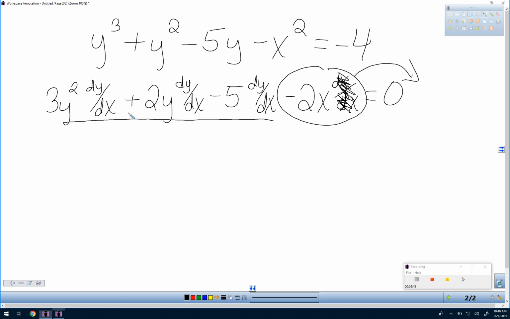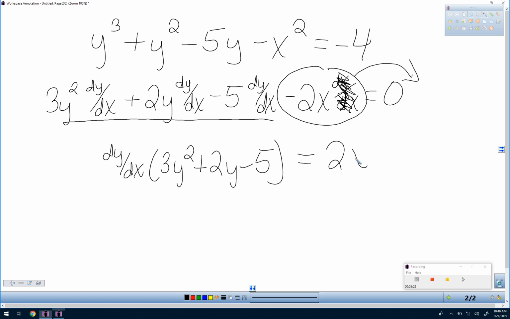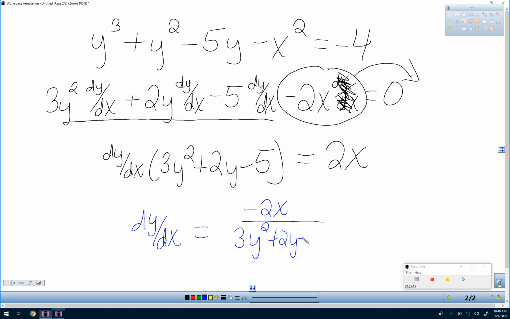So, all right, now, on the left-hand side, you notice they all have dy/dx in common, so I'm going to factor that out, and that leaves behind 3y squared plus 2y minus 5 equals a positive 2x. To solve for dy/dx, I'm just going to divide both sides by that, so that's where I get dy/dx is equal to negative 2x over 3y squared plus 2y minus 5. There's my derivative. So it's not too difficult to do. Just remember to take the derivative of each part.